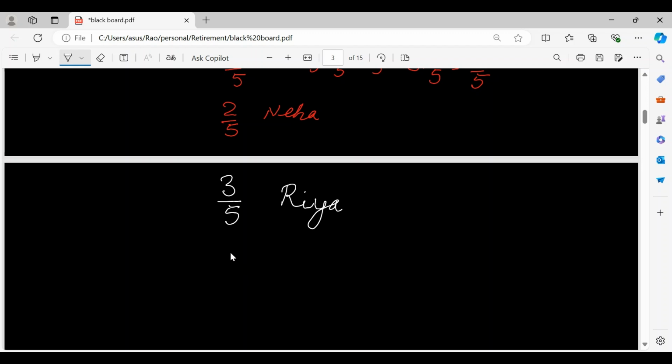So if we want to check our problem, we can say this is Neha's part and this is Ria's part, and their total is 5 by 5, that is equal to 1. 1 is our whole, and this whole is equal to 500.